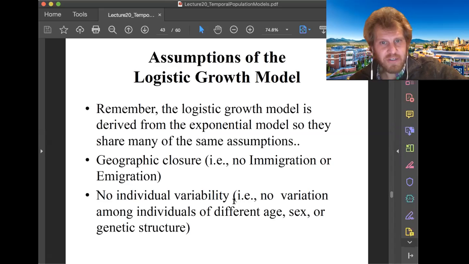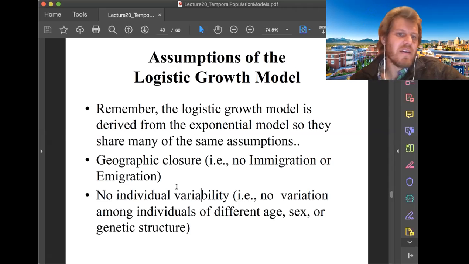Now, no individual variability. Again, no variation among individuals of different age, sex, or genetic structure. We talked about why this may not be such a great assumption when we were talking about the exponential model.